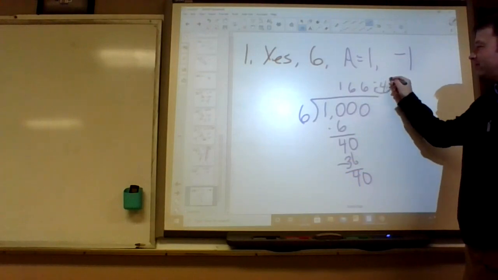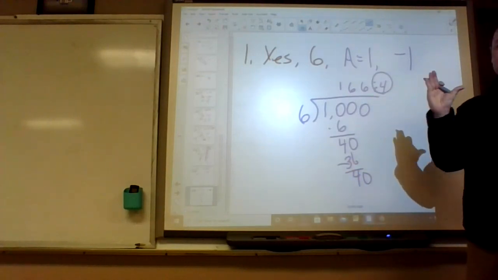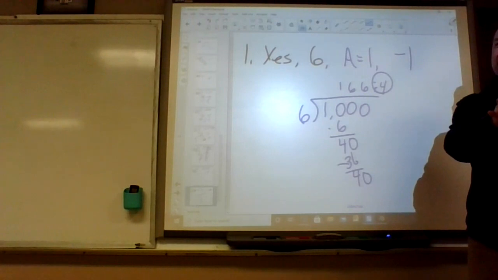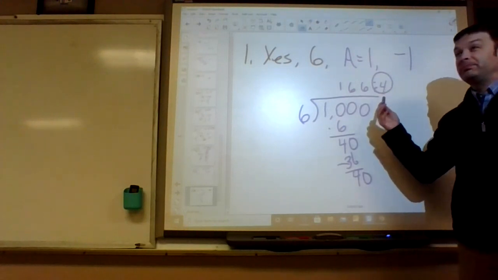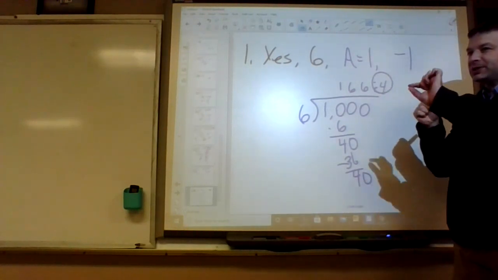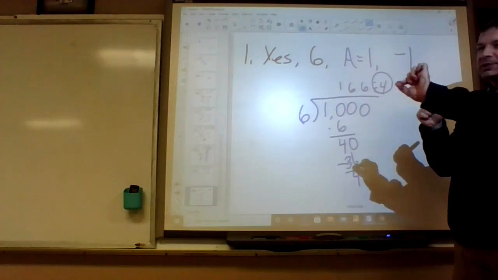The remainder is negative 4. Okay. But the problem is that graph does not show f of negative 4. So instead of f of negative 4, I'm going to go backwards 4 from 6, which is the same thing as going backwards 4 from 0.